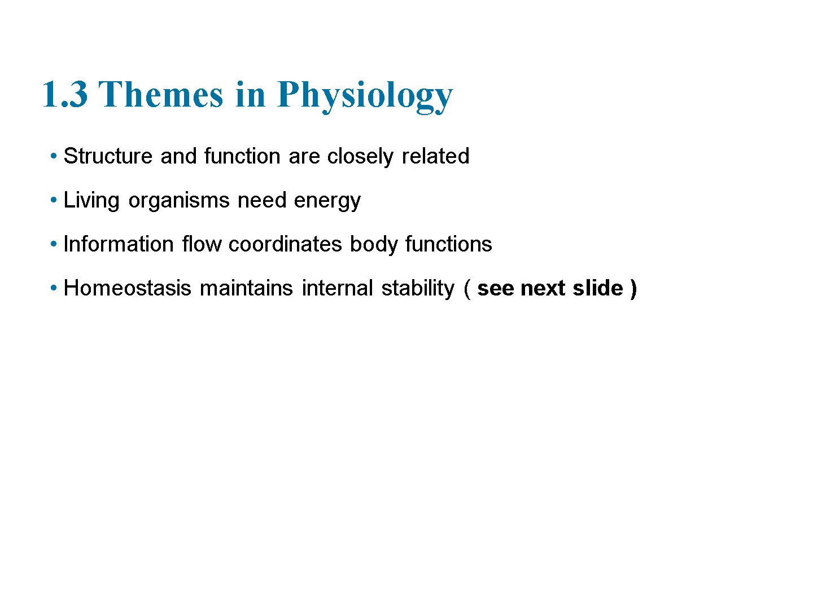Information flow coordinates body functions. Communication is critical for the body to function as a whole. Whether it's your nervous system sending electrical signals to move your hand away from a hot surface, or your endocrine system releasing hormones like insulin to regulate blood sugar, information flow ensures all parts of your body are on the same page. Homeostasis maintains internal stability.